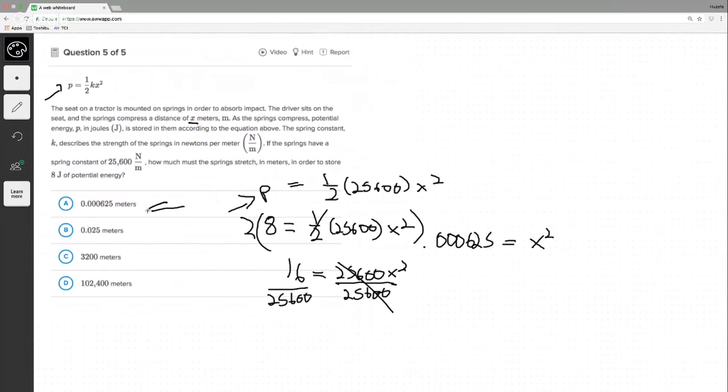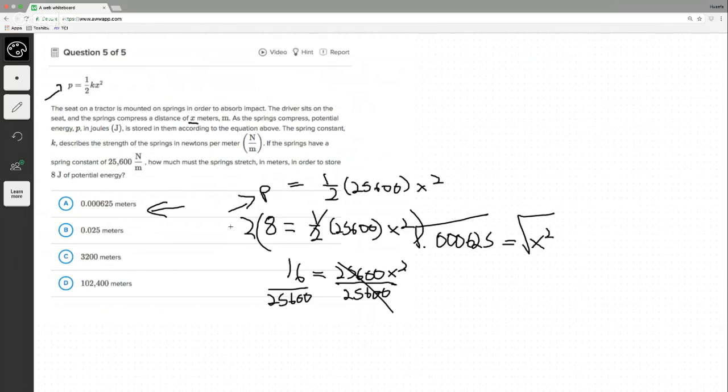All right, but don't jump to this answer because we're not done. This just equals x squared. We've got to find x. So now we've got to take the square root of both sides. Do I have an idea what that is? I think this is 25, or it should be like 0.025 or something. Yeah, I think it's going to be B, but let's actually take the square root.